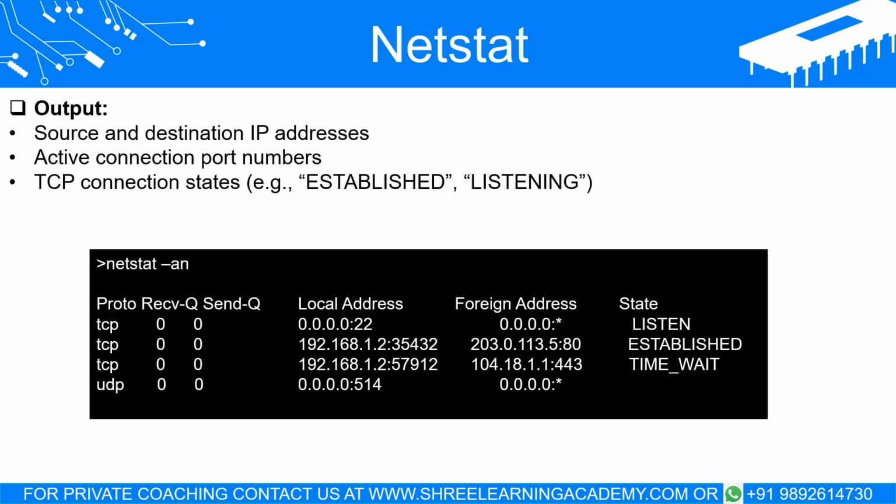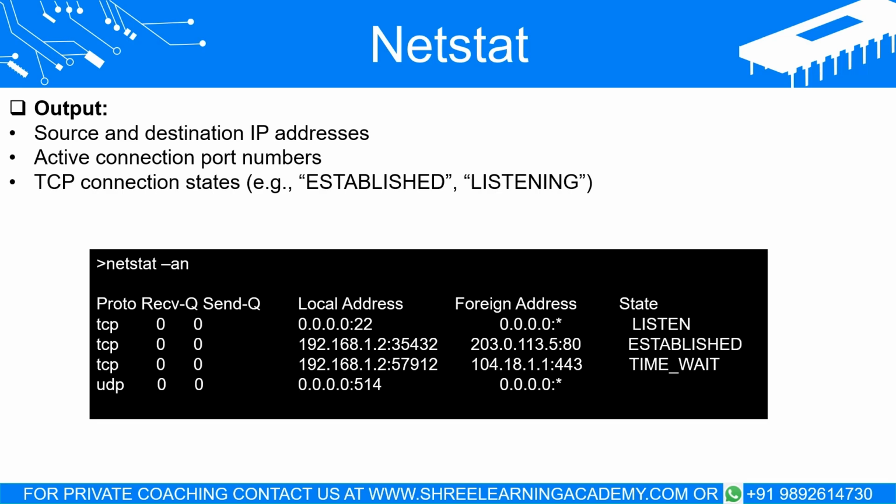When you enter the Netstat command in your system's command prompt or terminal, the output includes the source and the destination IP addresses, the port numbers of active connections, and the state of the TCP connections. These states could be established, that is, a connection is active, listening, that is, indicating that a port is waiting for incoming connection, or several others that signify transitional or error conditions.